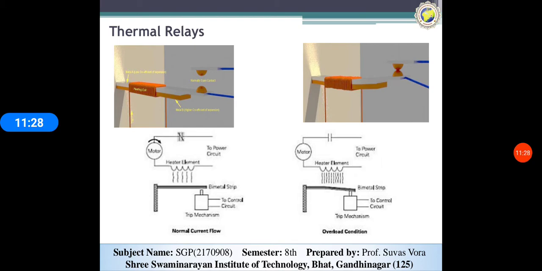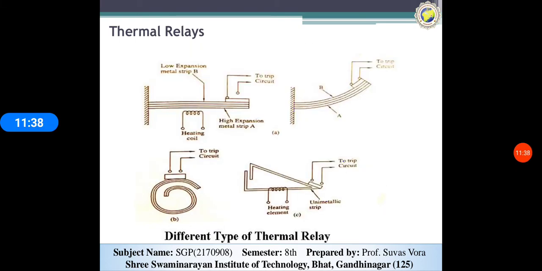Because here the armature rod values will be very thin in the system. In the thermal relay you can see only two elements, the heating coil and the low expansion metal strips, and a different type of arrangement to the trip circuit. It means this only generates the trip signal to open the system.